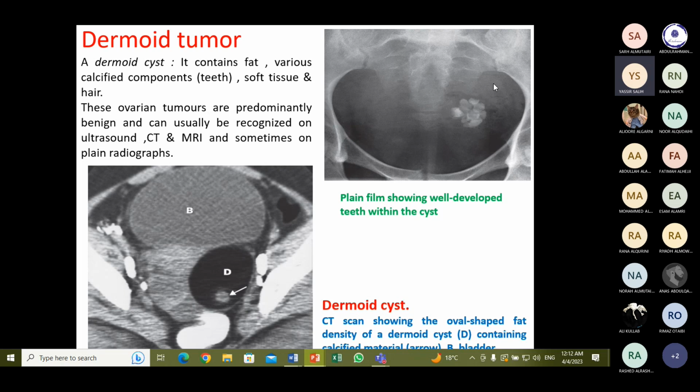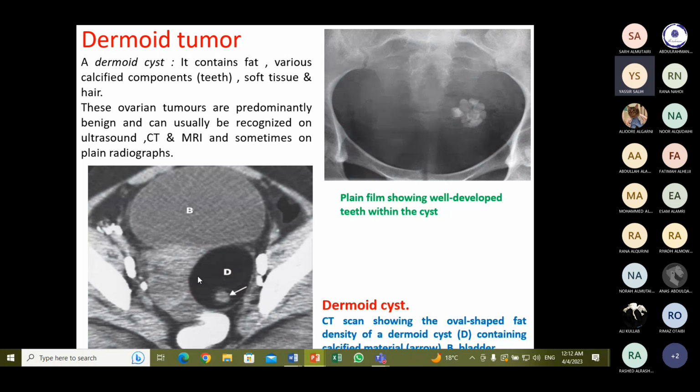This is highly suggestive of dermoid tumor. This plain X-ray pelvis demonstrates well-developed teeth within the cyst, which is a dermoid cyst. This is CT, of course: the urinary bladder, and this is the uterus, and this is the rectum.